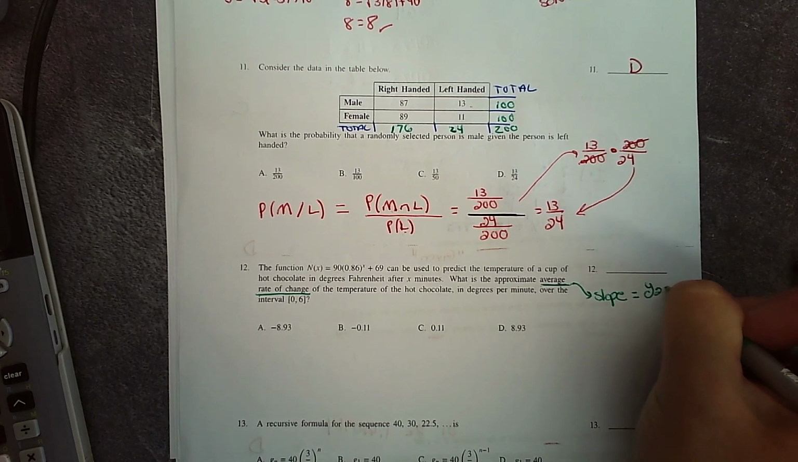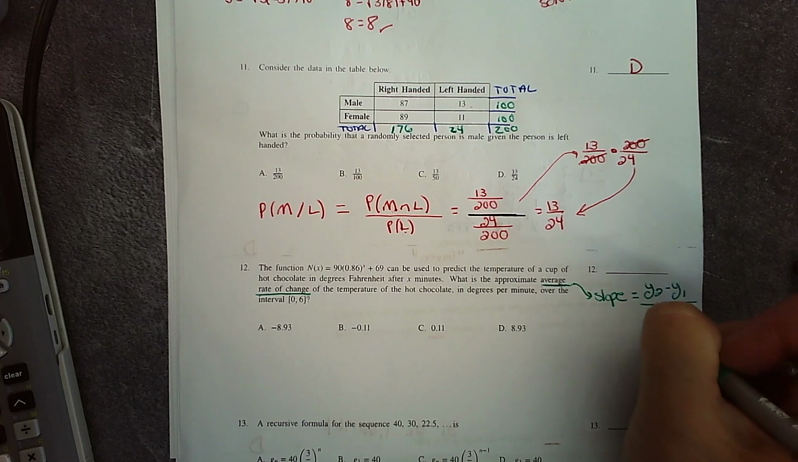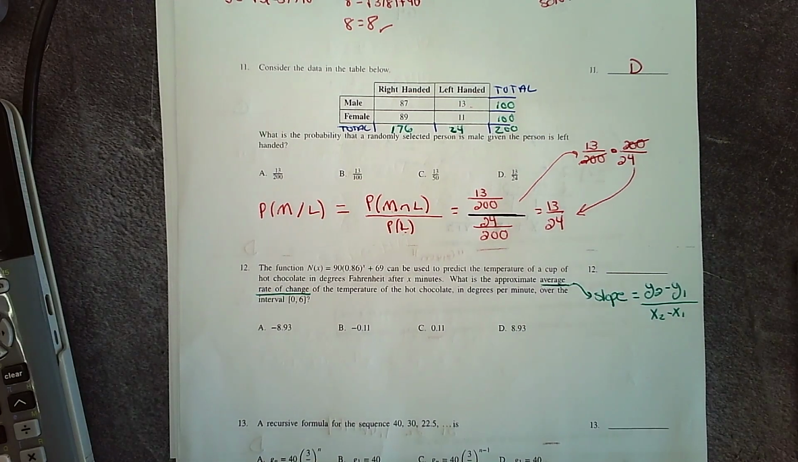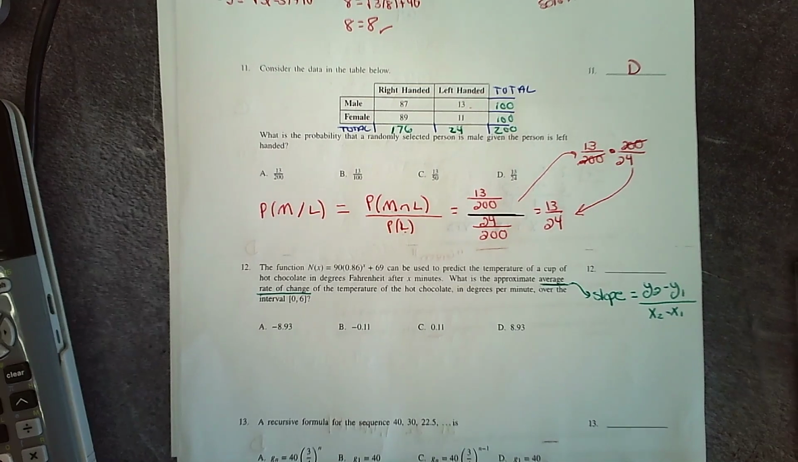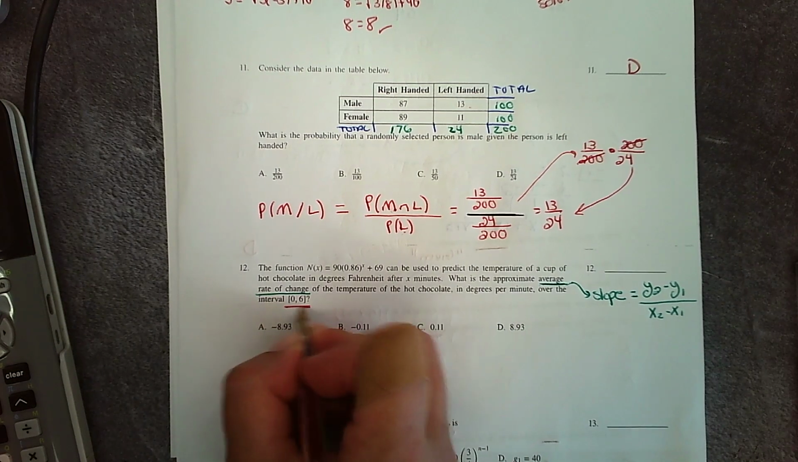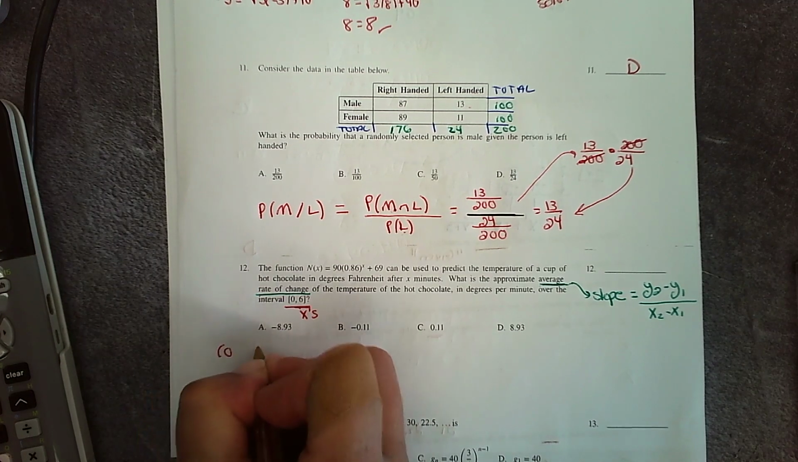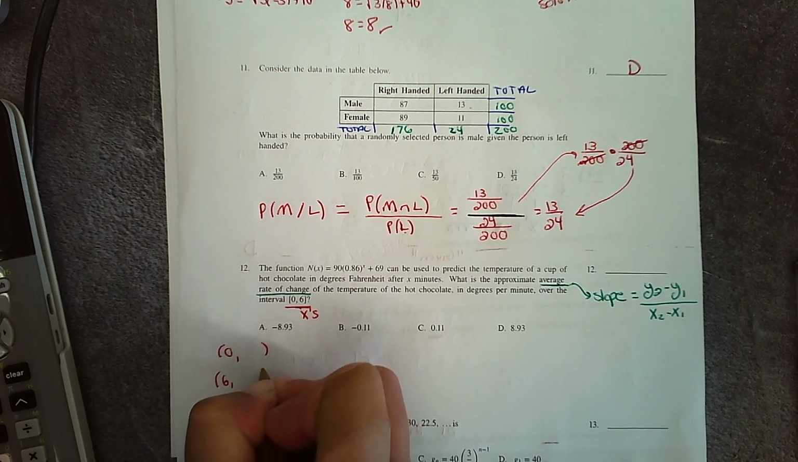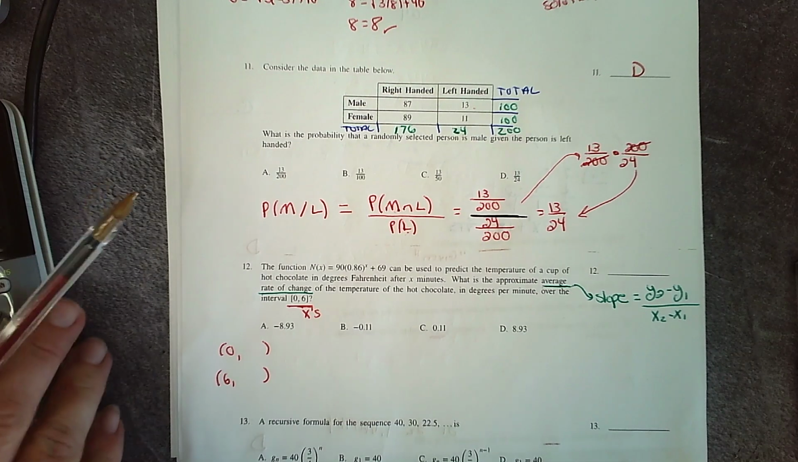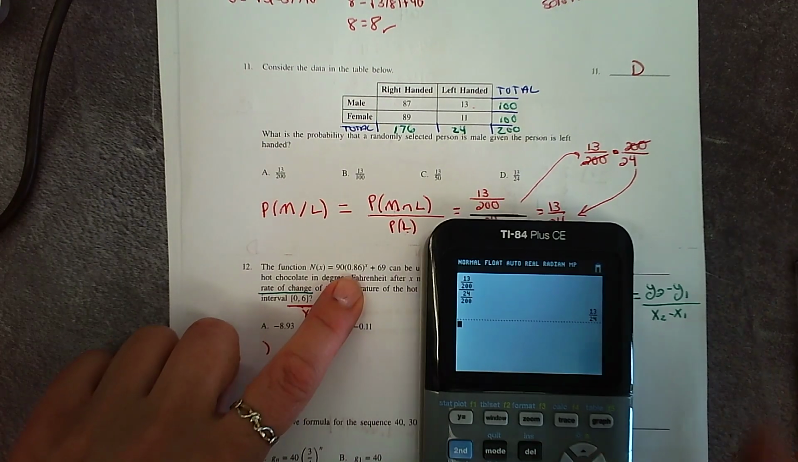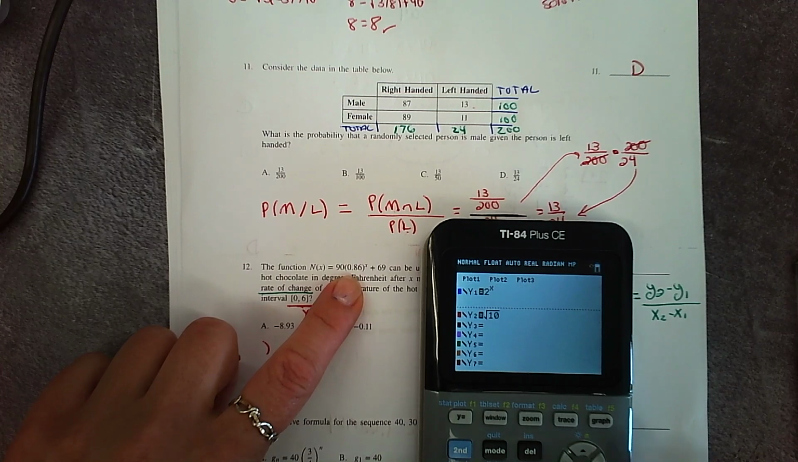So we're going to do y2 minus y1 over x2 minus x1. So in order to do slope, you need 2 points. The interval they give you, these are the x's. So I'm going to make an x of 0 and an x of 6. Now we have to get these points. So what I'm going to do is put this equation in y equals and get the table. So I'm going to do 90.86 to the x plus 69.